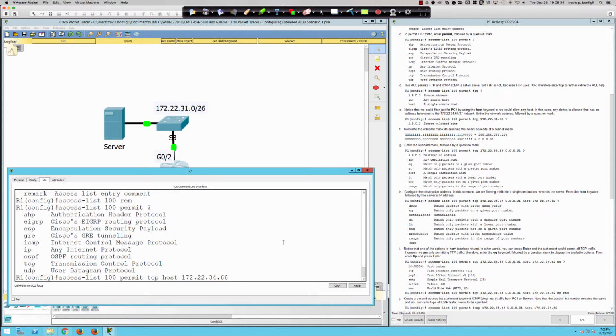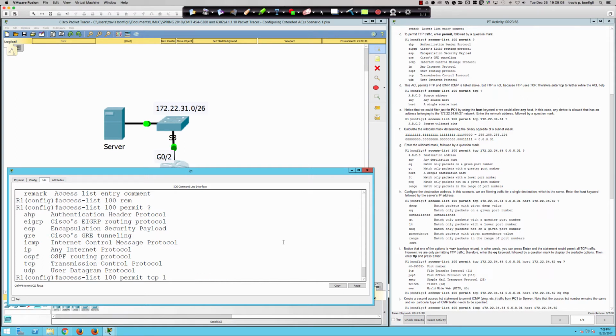The other way to say it would be, okay, there we go. And I'm going to have to pull back the word host. The other way to do it, which means the same thing as saying host 172.22.34.66, is to do it like this. So you may see it both ways. You may see the keyword host there with just the specific IP address, or you may see the specific IP with the quad zeros. But again, remember, they mean the same thing. They're allowing access only for that specific IP address.